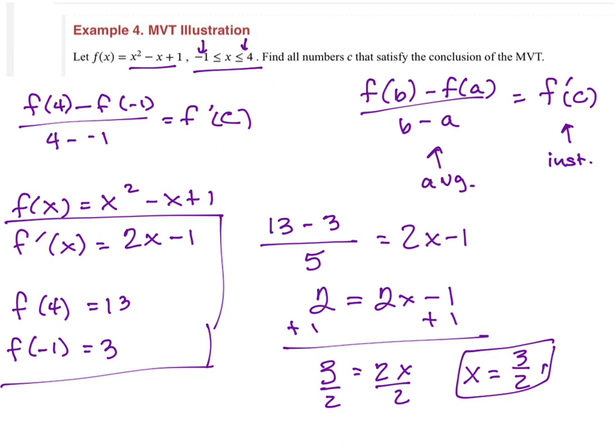When x is 3/2, our instantaneous rate of change is equal to the average rate of change, which is what? The mean value. Right? But what is it? What's the slope of the secant line? 2. So when x equals 3/2, the slope of the tangent line is also 2. You want to see a picture of that in action? Yeah.